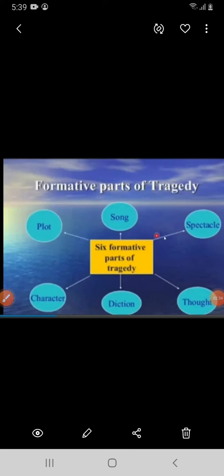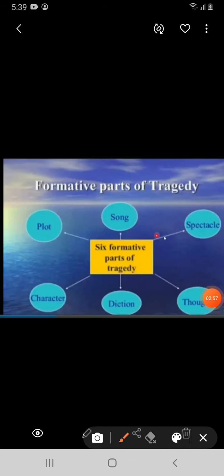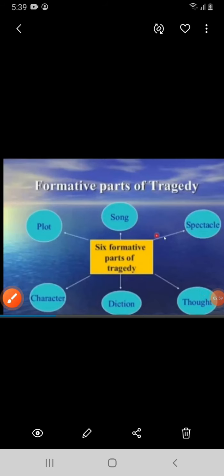Then there comes the next one, and this is thought. Thought means the feelings, the emotions, the sentiments that are felt by the characters during their action in the main story or in the development of the plot. So thought means the feelings and emotions of different characters in a tragedy. Then there comes diction. Diction means the language that is used to express the thoughts or speeches of the main characters of the story.